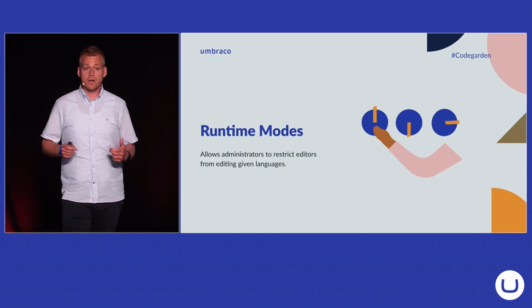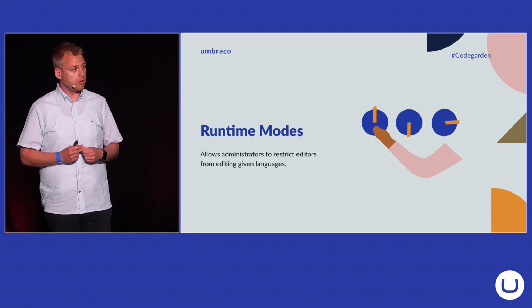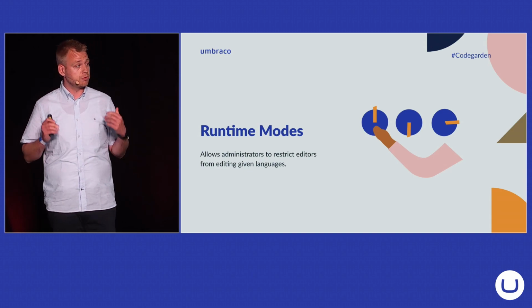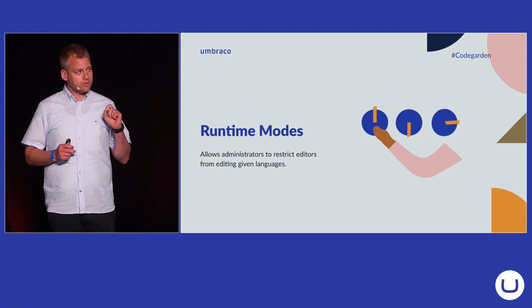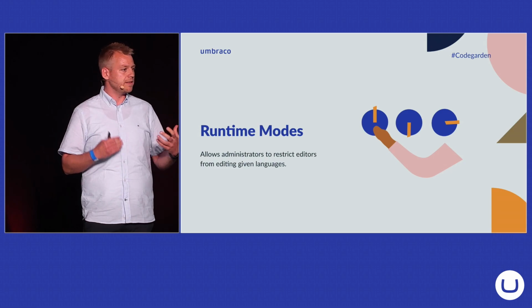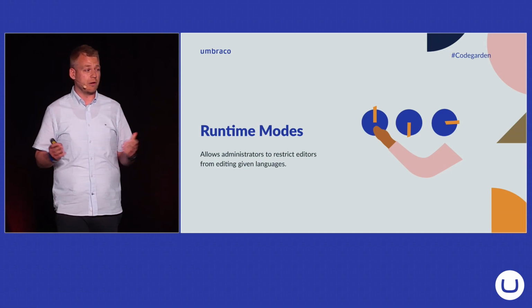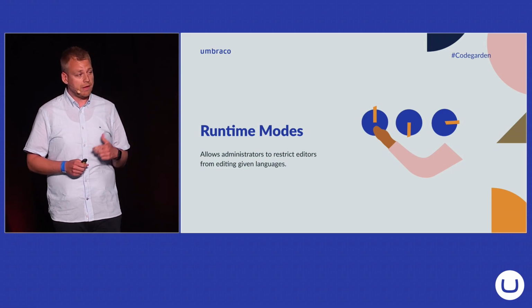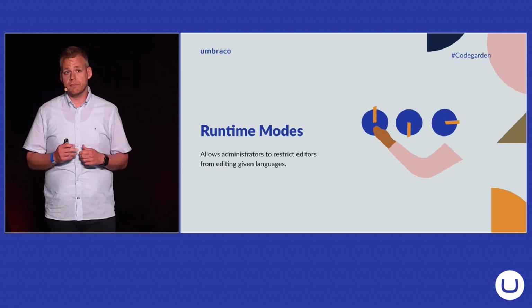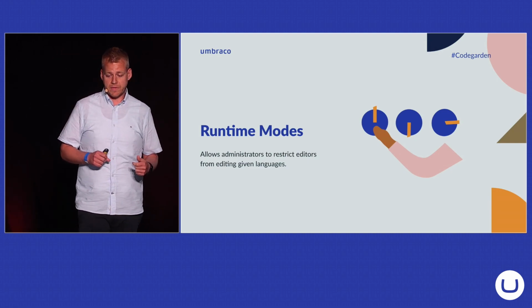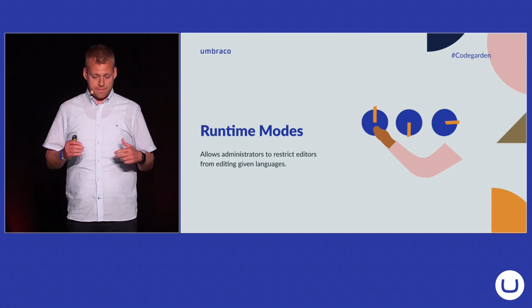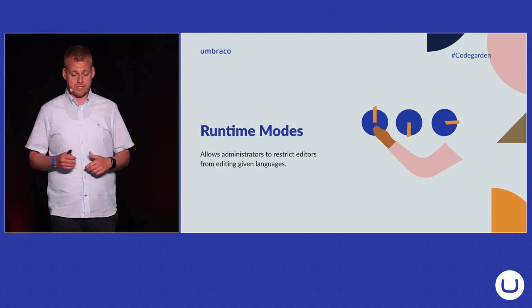In 10.1, we added a feature we call runtime modes. And this is actually a feature I'm super happy about because it's such an easy way to get a bit of better performance of your site without doing really a big effort. So we have 3 modes. We have back-office development, we have IDE development, and we have production. And the default one is the back-office development.